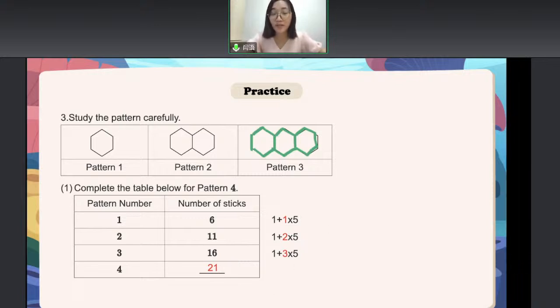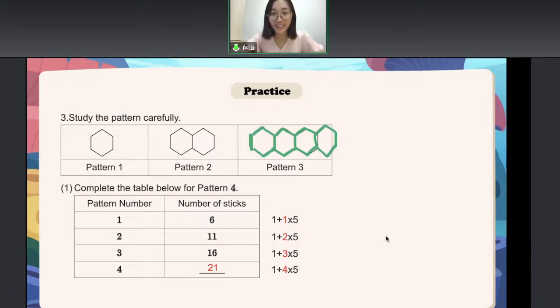I think now you already figured out the pattern, right? It is based on 1. For the first one, that is always here, and then you need to add another 5. So how can we get to 21? It should be 1 plus 4 times 5. Okay, good job. Now, what is the formula?